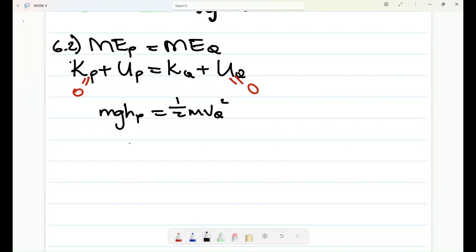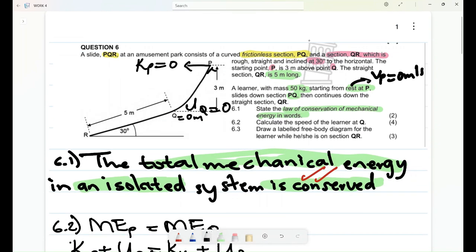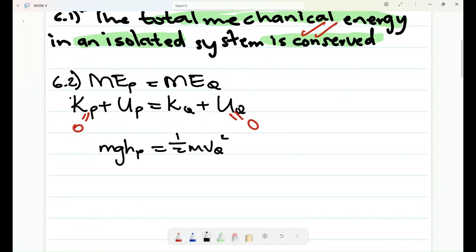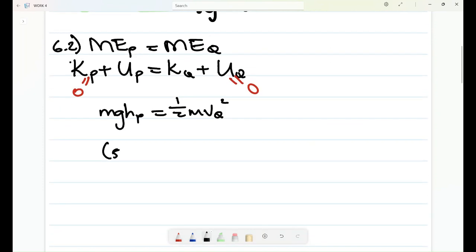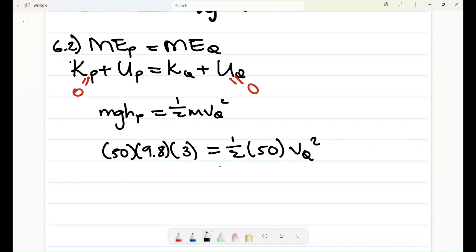All right. What are we looking for in this case? We are looking for velocity at Q, or speed at Q again. So what is the speed at Q? We're going to say, all right, let's substitute. Mass is 50 grams. Gravitational acceleration, height at P is 3 with respect to Q. It is equal to half. My mass is 50. My v is vQ squared.